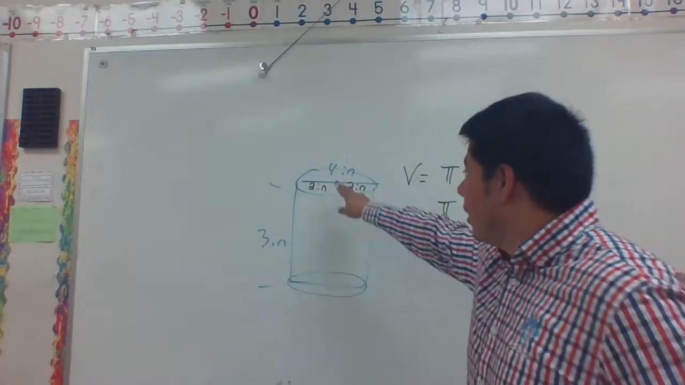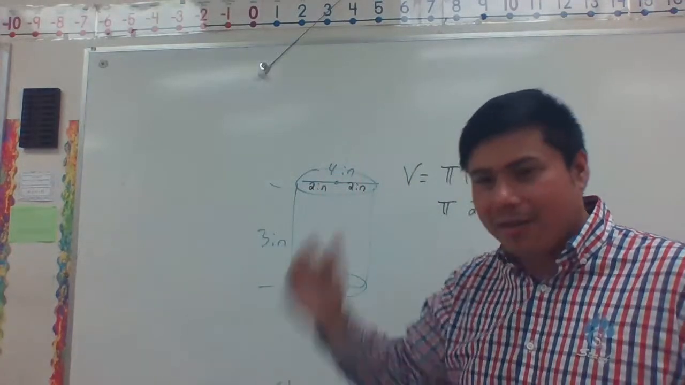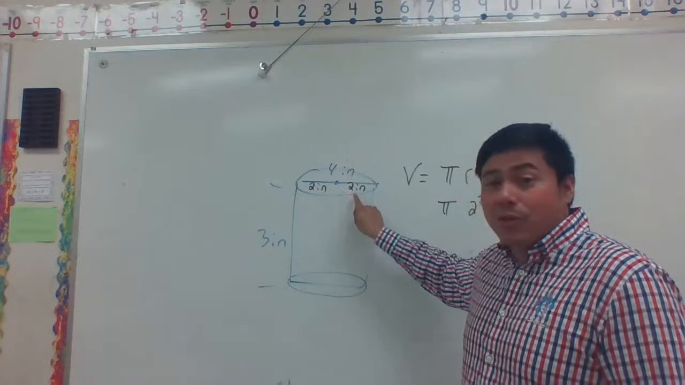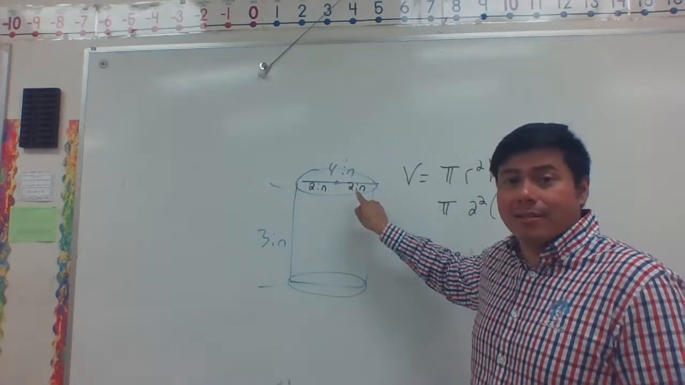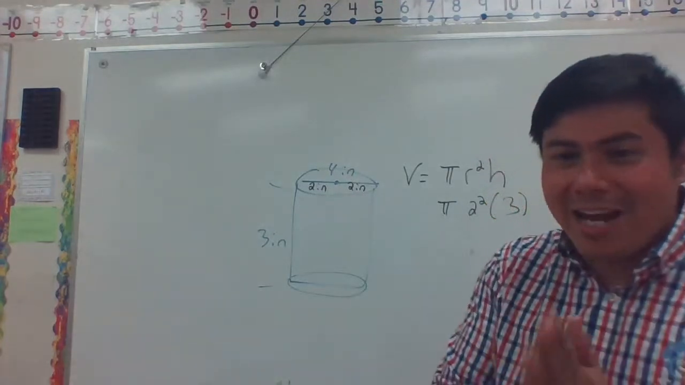So what we do is we cut the 4, we chop it. Once we chop it, we're able to get 2 as the radius. Are we okay, Jasmine?